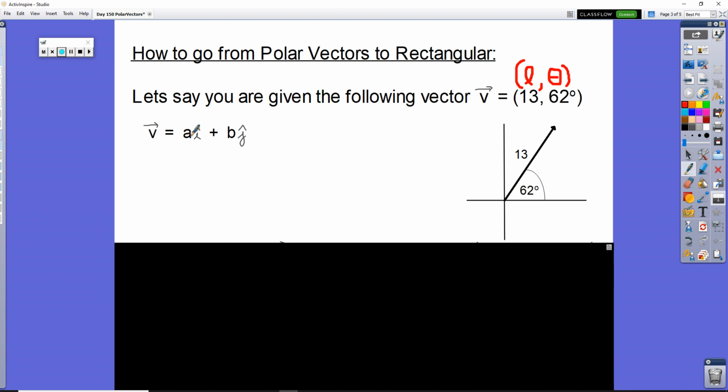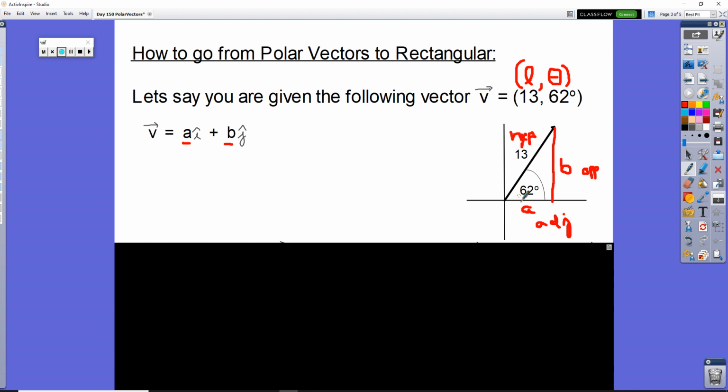And our objective is we're going to try to convert that into a rectangular vector. So we're trying to figure out how many units to travel in the x direction and how many units to travel in the y direction. So what I'd like you to do is imagine dropping a line straight down from the tip of this vector to the x-axis. The horizontal distance is your a value, and the vertical distance is going to be your b value. And in this right triangle that you've now created, that means b is your opposite side, and a is your adjacent side, and of course the 13 is your hypotenuse.